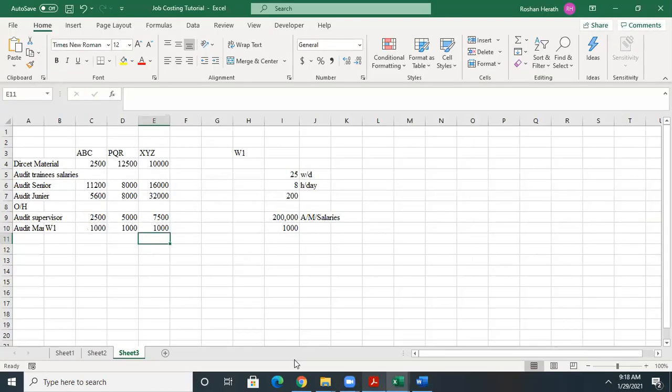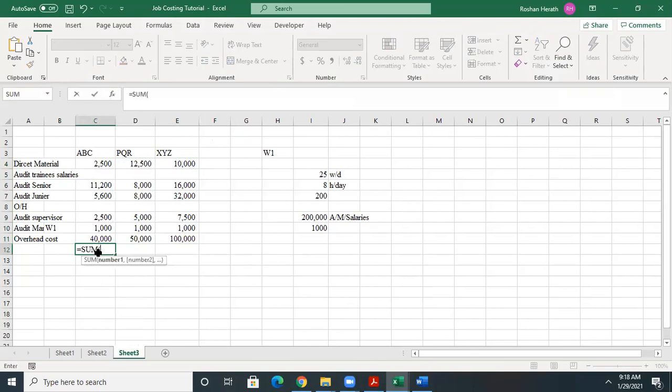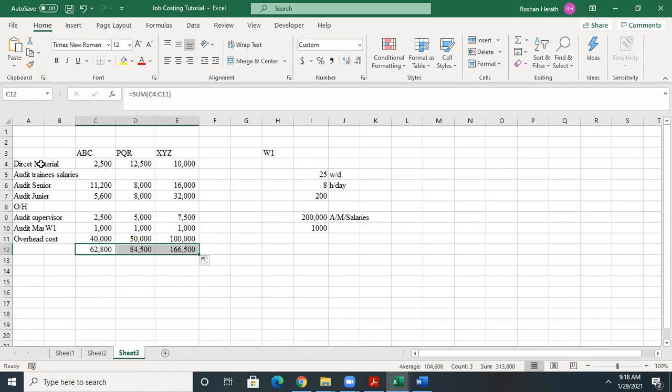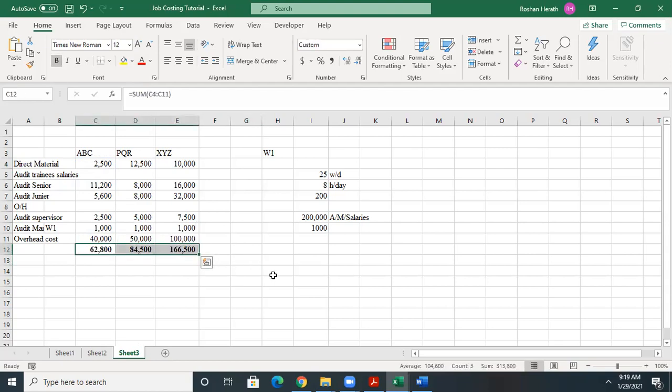Then you can see the overhead cost. The overhead cost is also given. It's going to be 40,000, 50,000, and also 100,000. Now if you take that, it's going to be the cost of each of the jobs. Right, this is it. You can see that 62,800, 84,500, and 166,500.